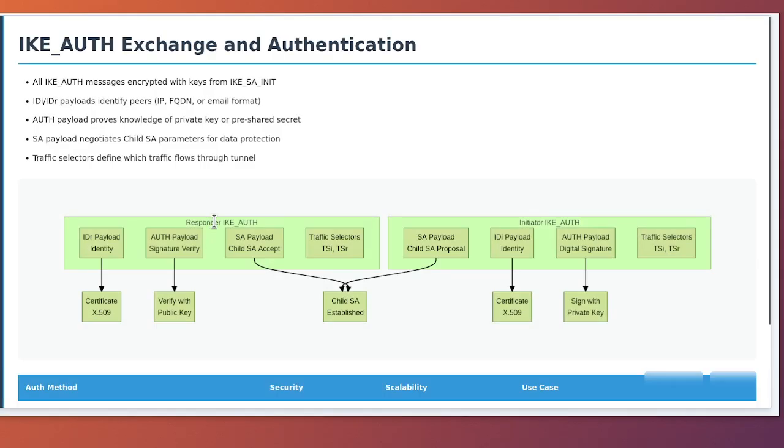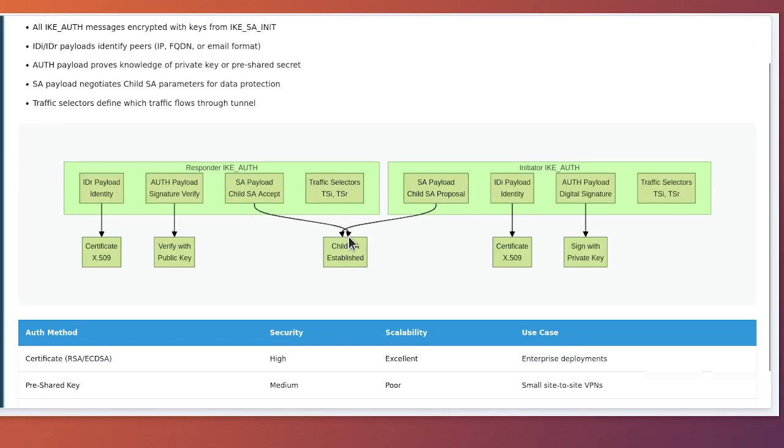IKE_AUTH exchange and authentication. The IKE_AUTH exchange is where peers prove their identities to each other and establish the first child SA for protecting actual data traffic. This exchange is crucial because it ensures that you are connecting to the legitimate peer and not an imposter. All messages in IKE_AUTH are encrypted and integrity protected using the keys derived from IKE_SA_INIT.